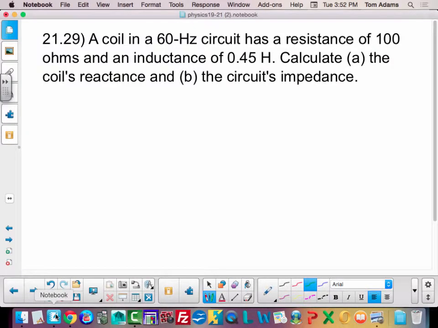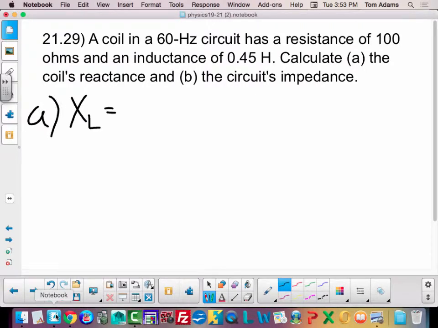Okay, so for problem number 29, it says a coil in a 60 hertz circuit has a resistance of 100 ohms and an inductance of 0.45. Calculate the coil's reactance and the circuit's impedance. So I think they're talking about inductive reactance, right? So that's part A. Let's do that first.